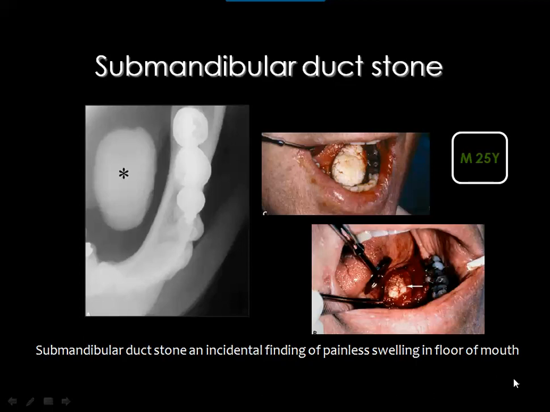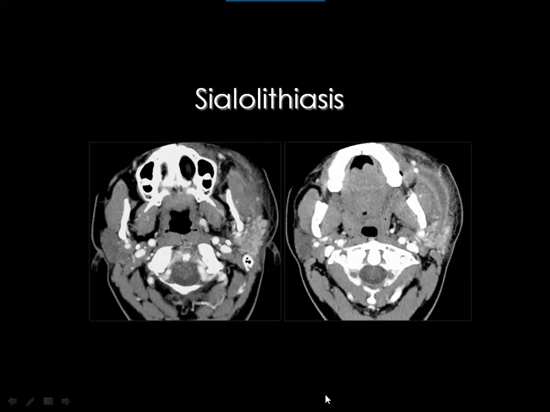This is an example of a big submandibular salivary stone seen in the occlusal film, and this is the appearance of the stone at operation. Then you should know that the parotid duct is coursing subcutaneously outside the masseter muscle until it reaches its opening into the oral cavity.